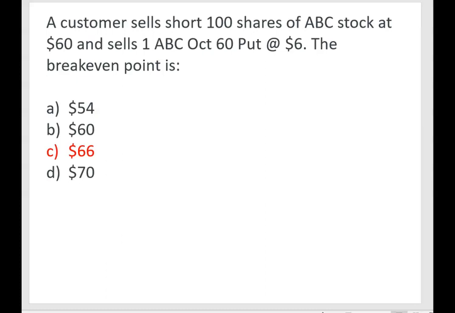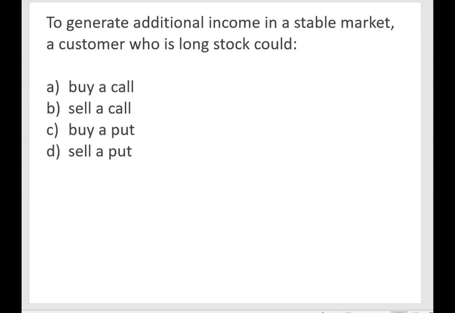All right. Let's try another one then. To generate additional income in a stable market, a customer who is long stock could A, buy a call, B, sell a call, C, buy a put, D, sell a put.